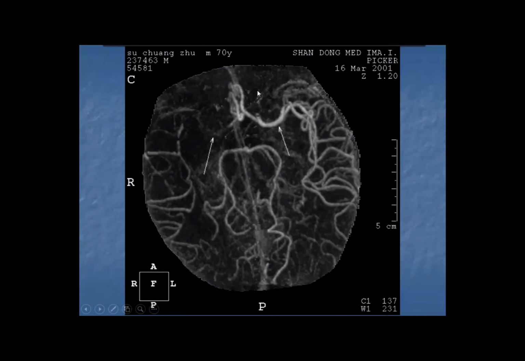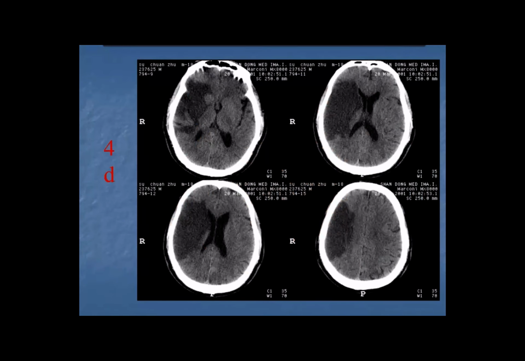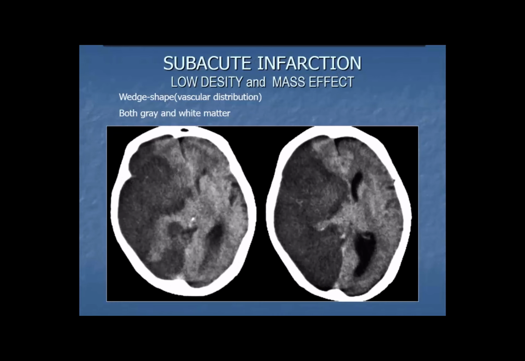And on CTA, we can find the occlusion of the anterior cerebral artery. This also can display the occlusion of the artery. And this is CT 4 days after onset. We can find the hypodense area with a wedge shape. This is subacute infarction. It has low density and mass effect. We can find the wedge shape area. It's the vascular distribution area, both gray and white matter.